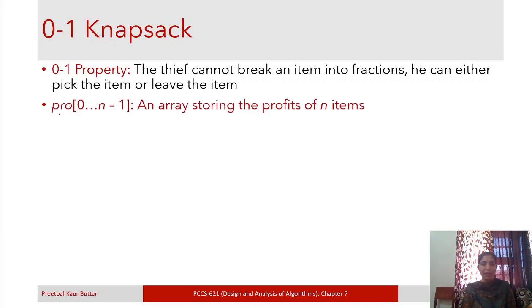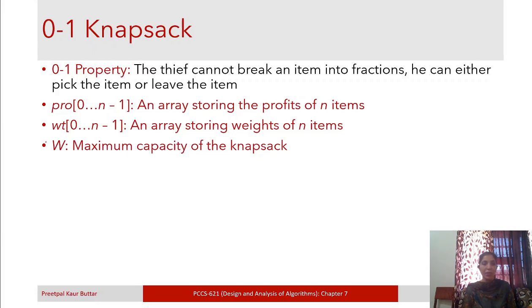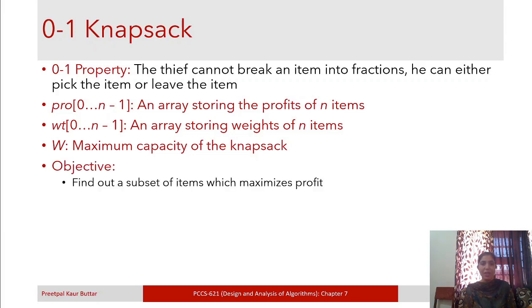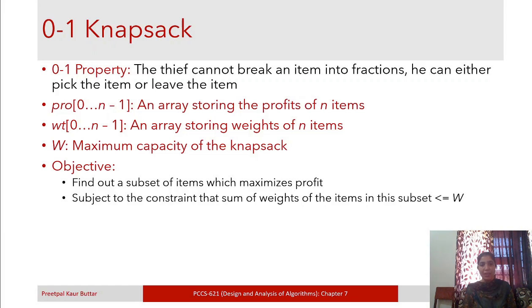So we are given an array profit which has the profits of all the n items, starting from the 0th item to the (n-1)th item. Similarly, we have another array weight which stores the weights of all the n items, and as I told you earlier, we have a number W which gives us the maximum capacity of the knapsack. Our objective is to pick the items in such a way that maximizes the profit. But the constraint here is that the sum of the weights of the items should be less than or equal to the capacity of the knapsack. Also, the profits and the weights are positive numbers.